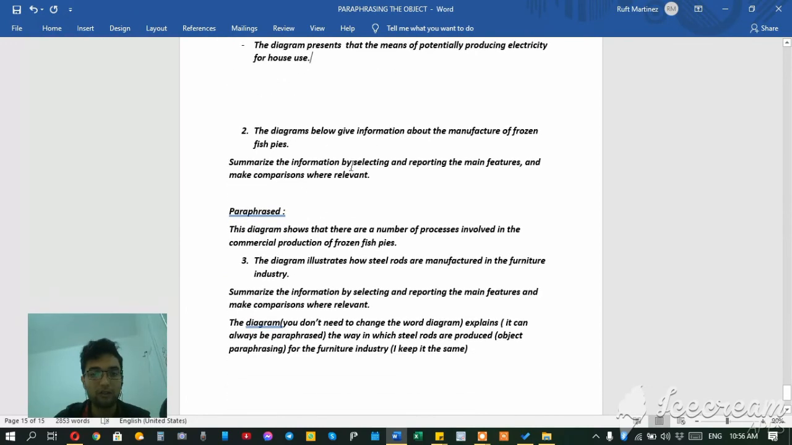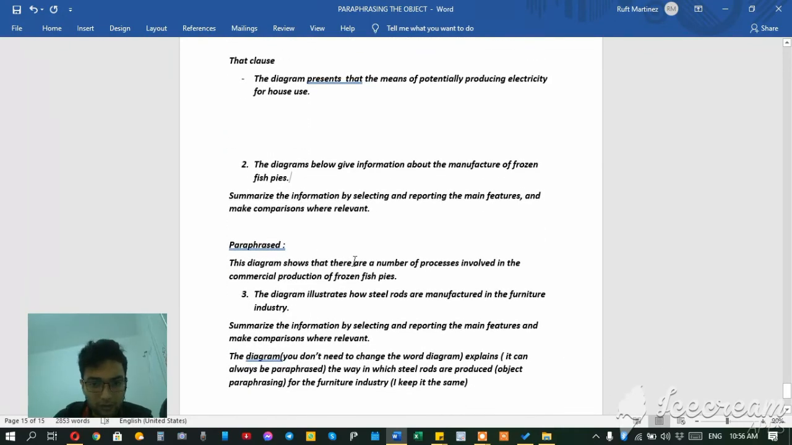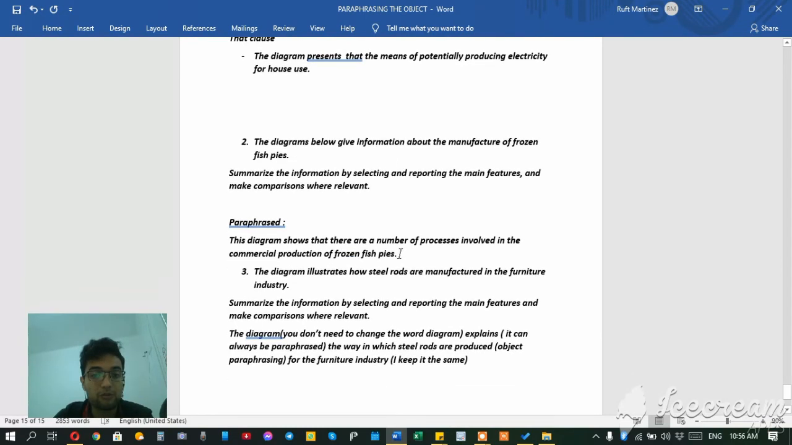Now let's check out this second sentence. The diagram shows that there are a number of processes involved in the commercial production of frozen fish pies. This is the question that I gave you as homework. Okay. And now, this is a paraphrase: The diagram below gives information about the manufacture of frozen fish pies.